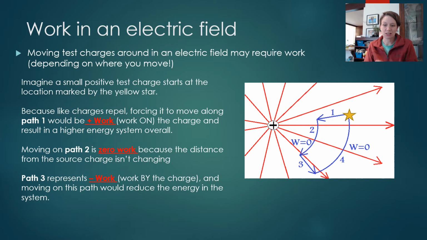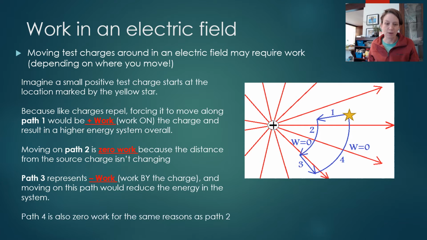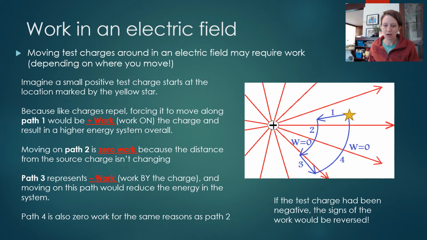Path 3, on the other hand, in this example, is going to represent negative work, which means that the charge itself can do work on the world, or we can take energy out of our system, because moving two similarly charged objects further apart is kind of the way they want to go. The force is pushing in the same direction that you're moving. And so that means we're reducing the total energy in the system and transferring that energy out of the system somehow. Path 4, moving back to the star, is going to be a zero work path for the same reasons that path 2 was zero. The distance between the charged objects is staying constant.